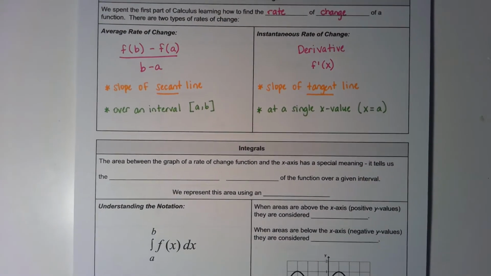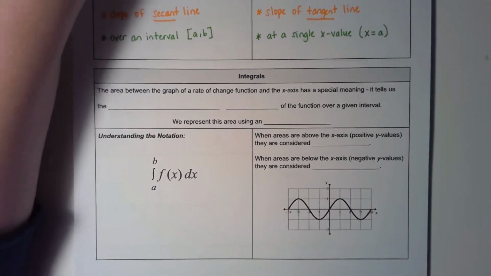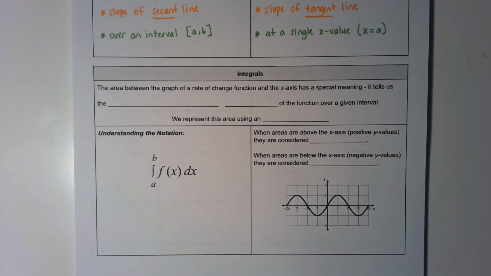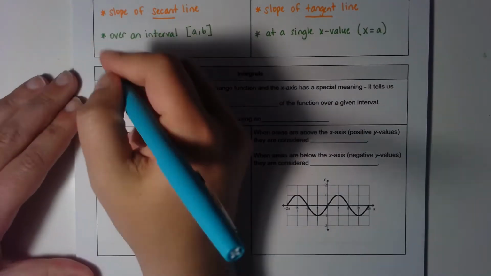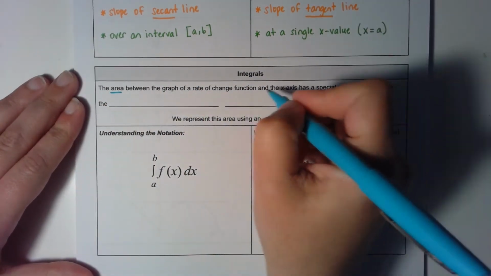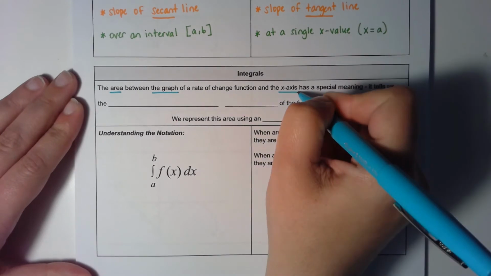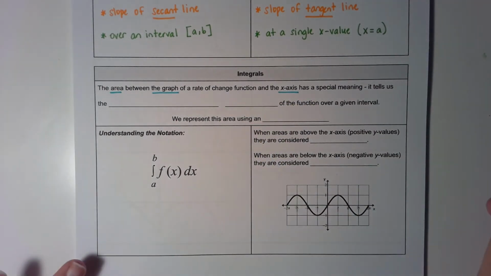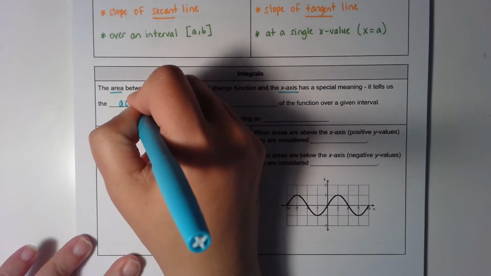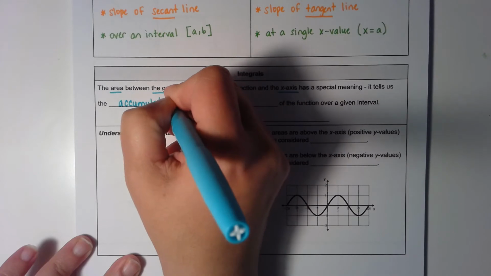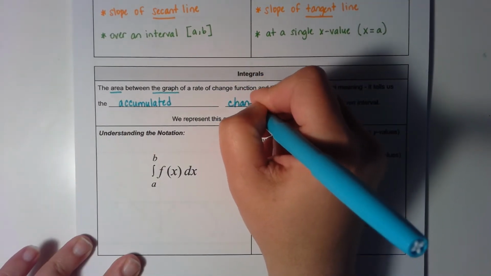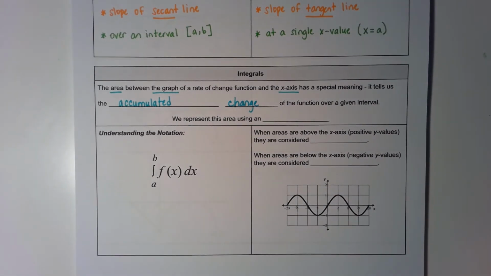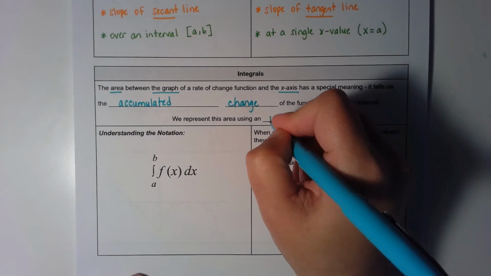Now, in this second part of the format of calculus, the second big topic is going to be about integrals. And an integral is defined as the area between the graph of a rate of change function and the x-axis. It has a special meaning. So it's an area, this is important, an area between the graph of a rate of change function and the x-axis. So it's between the x-axis and the function, and it tells us what's called the accumulated change of the function over a given interval. We represent this area using what's called an integral.